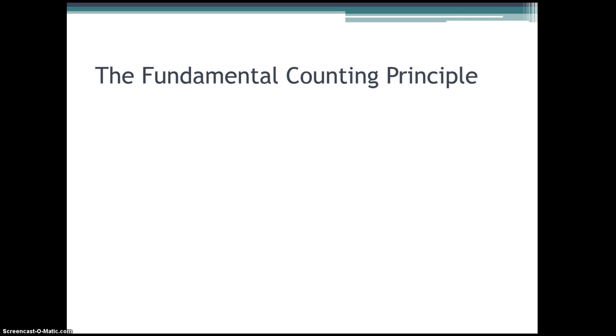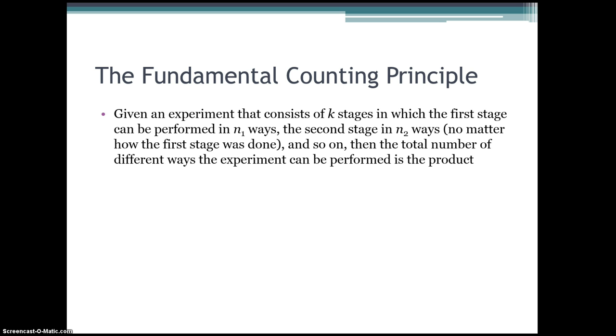Well, that's where our key principle for this particular section is, which is the fundamental counting principle. Now I'm going to read this and go through it, and then I'll talk about what it means. It says, given an experiment that consists of k stages, in which the first stage can be performed in n sub 1 ways, the second stage in n sub 2, no matter how the first stage was done. So there's a little bit going on here, and so on. The total of different ways the experiment can be performed is given by the product n sub 1 times n sub 2, so the number of things in the first stage, times the number of things in the second stage, times however many stages there are.